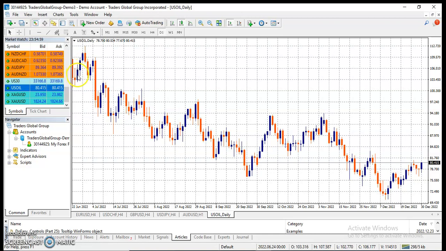The next candle, this bullish candle, takes a whole day to form. The next candle takes a whole day to form. The next candle takes a whole day to form. The next candle takes a whole day to form.